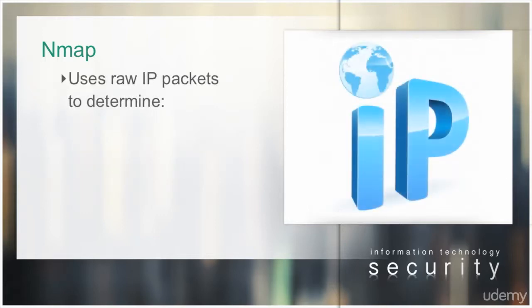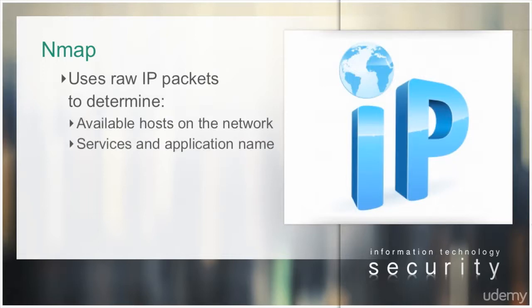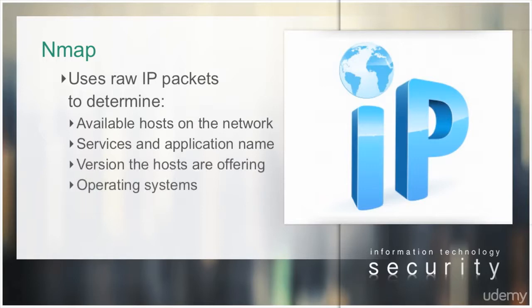Nmap uses raw IP packets in different ways to determine what hosts are available on the network, what services and application name and version those hosts are offering, what operating systems, what type of packet filters or firewalls are in use, and many other characteristics. So while Nmap is commonly used for security audits, many systems and network administrators find it useful for routine tasks such as network inventory, managing service upgrade schedules, and monitoring host or service uptime.